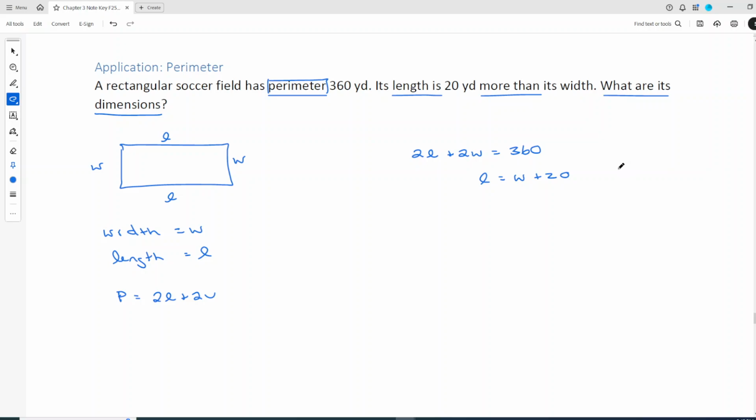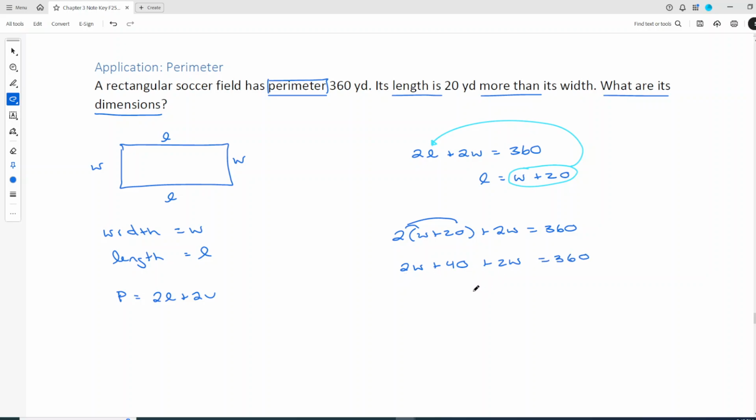Now you're going to solve this either by substitution or elimination. When I look at this one, this is a really nice one for substitution. So I would take this W plus 20 and I would substitute it in for the L in the other equation. So this is going to give me 2 times W plus 20 plus 2W is equal to 360. Then I'm going to simplify. So I'm going to distribute and get 2W plus 40 plus 2W is equal to 360.